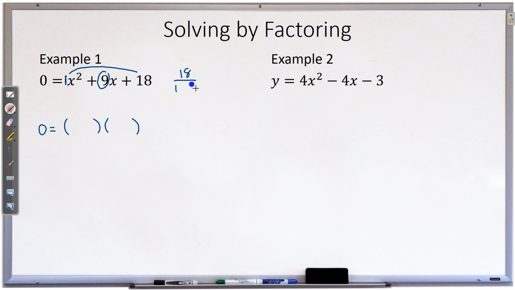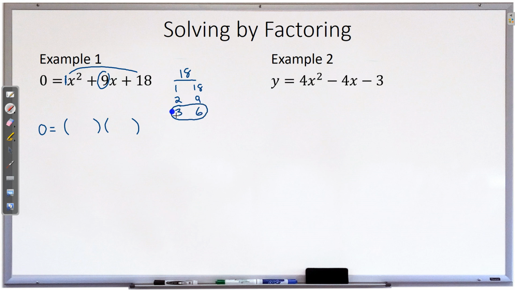So we have 1 times 18, sadly that doesn't do it. 2 times 9, sadly that doesn't do it. And then 3 times 6. That looks like that will do it. It multiplies to be 18 and it adds up to be 9. So that is the one we're going to choose.